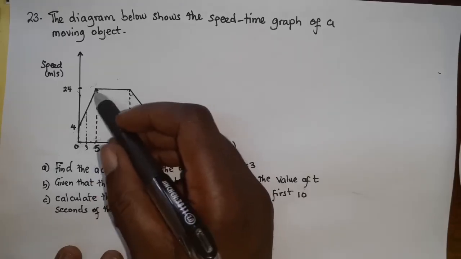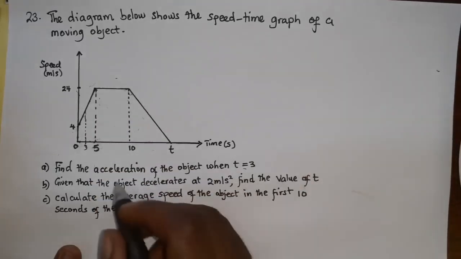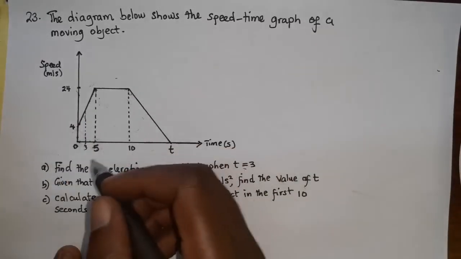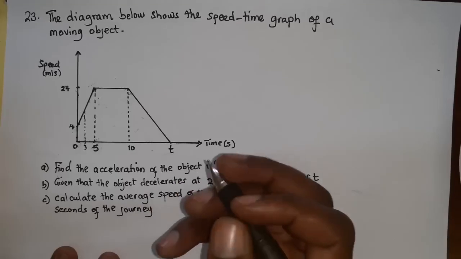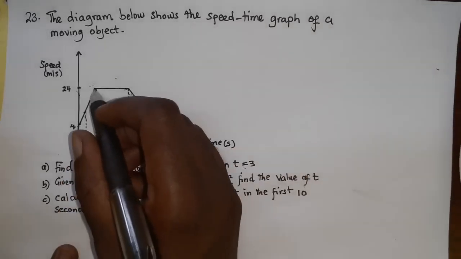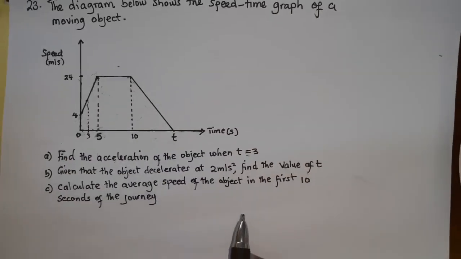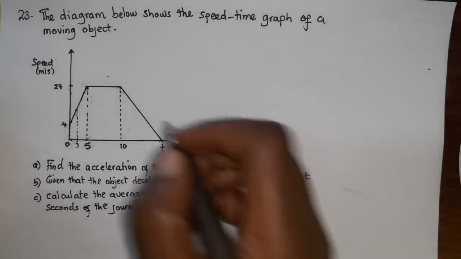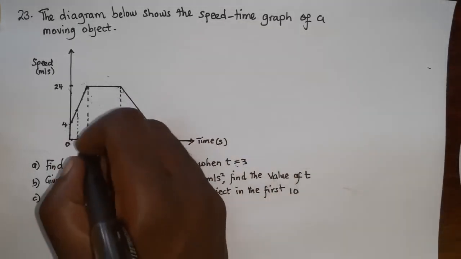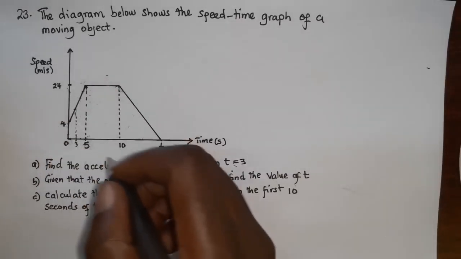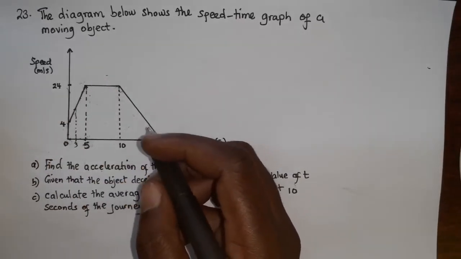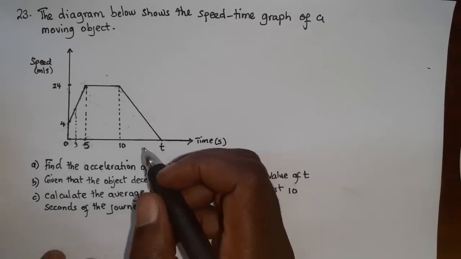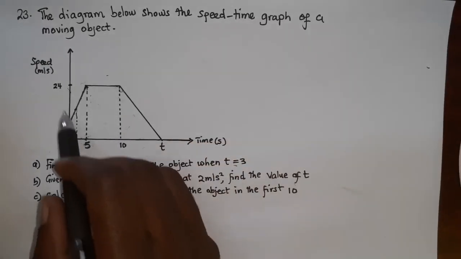The slope of this one, you know that acceleration is the same as the slope, the steepness or the gradient. So at any point here, the gradient is the same. So we can use what we have here to say what the acceleration is.